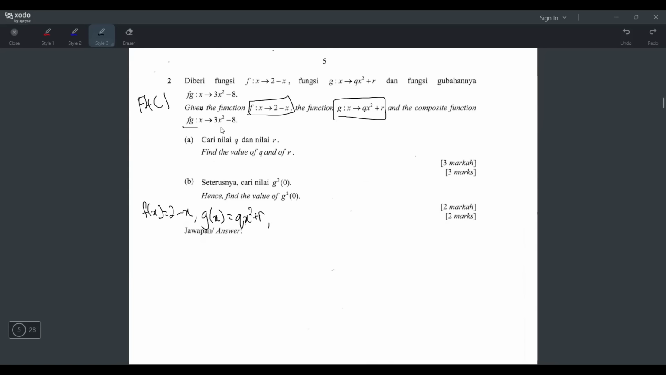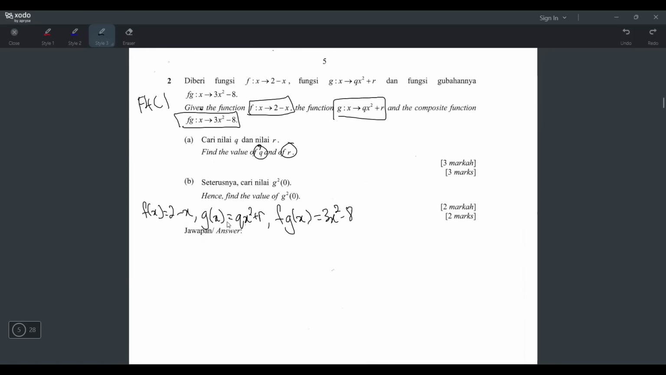And the composite function is fg(x) equals 3x squared minus 8. Oh, they give us the composite. That's good. Let's write it: 3x squared minus 8. And then it says find the value of q and r. Okay, I think the q and r is referring to this q and this r. It means you want to find the g(x). Yeah, you're trying to find g(x).